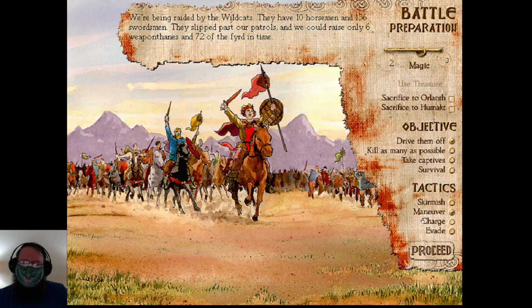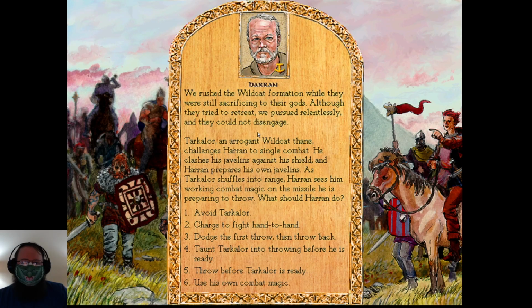I don't know what any of these do. I'm going to maneuver, drive them off. Not going to sacrifice. Charge. Yeah. For a split second, there was like a little pop-up thing, but that might have been just a trick of my eye. Proceed. We rushed the Wildcat formation while they were still sacrificing to their gods. Although they tried to retreat, we pursued relentlessly and they could not disengage.